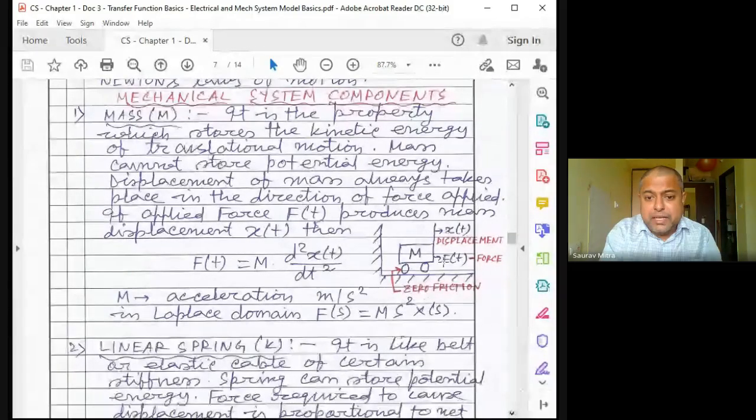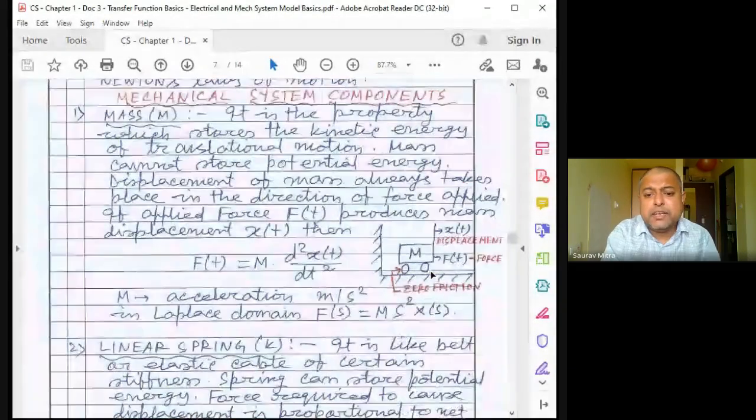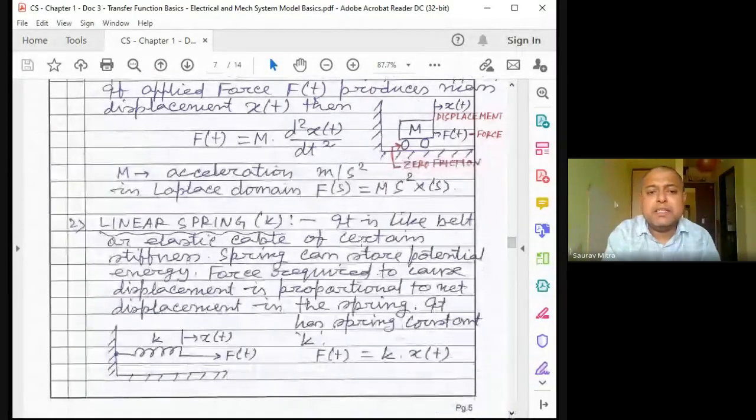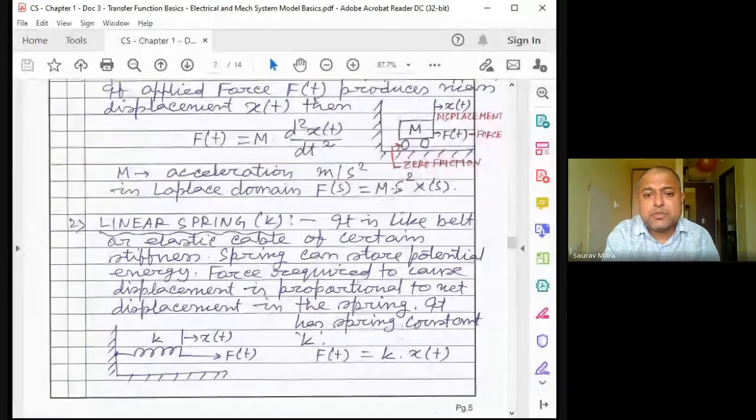So mass without wheel and mass with wheel, in both cases the modeling will be different. What is meant by modeling? Whatever the mass thing is, we are trying to represent it by an equation. So what is that equation? F(s), in the Laplace domain, is equal to m s square X(s). The m s square is coming because this is a double derivative, d square x(t) by dt square, so it becomes X(s). So F(s) is equal to m s square X(s).